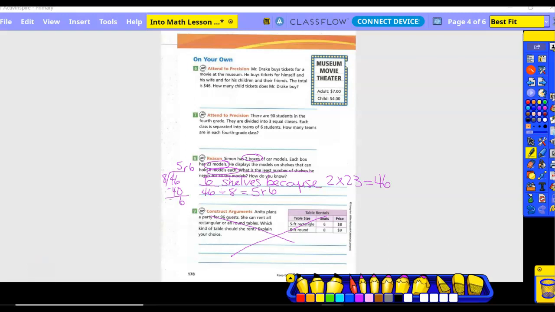Okay, so we pulled out our information, and then we decided that we would take 2 times 23, because that's how many total cars there were, which was 46. And then we took 46 divided by 8, because that's how many could go on each shelf. And we got 5, remainder 6 as our answer. But we didn't want to leave any of the cars out, so therefore we had to have 6 shelves to be able to hold all of the model cars.